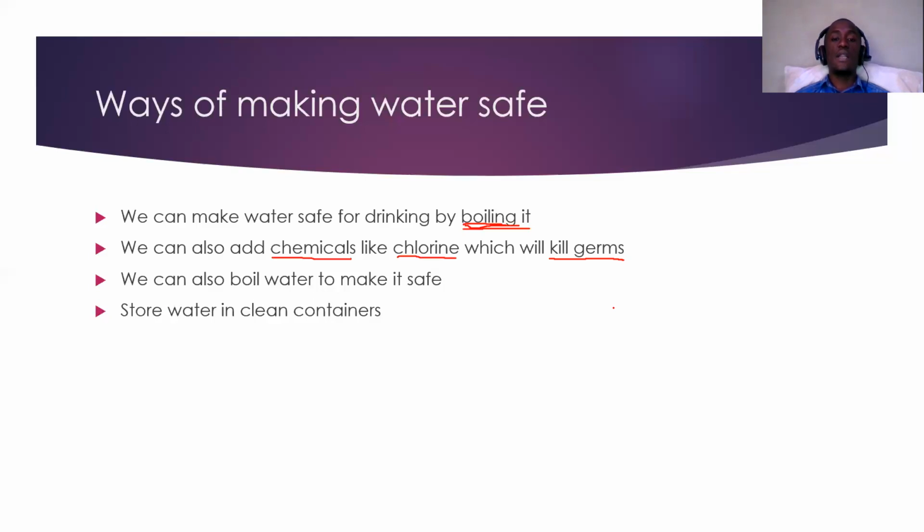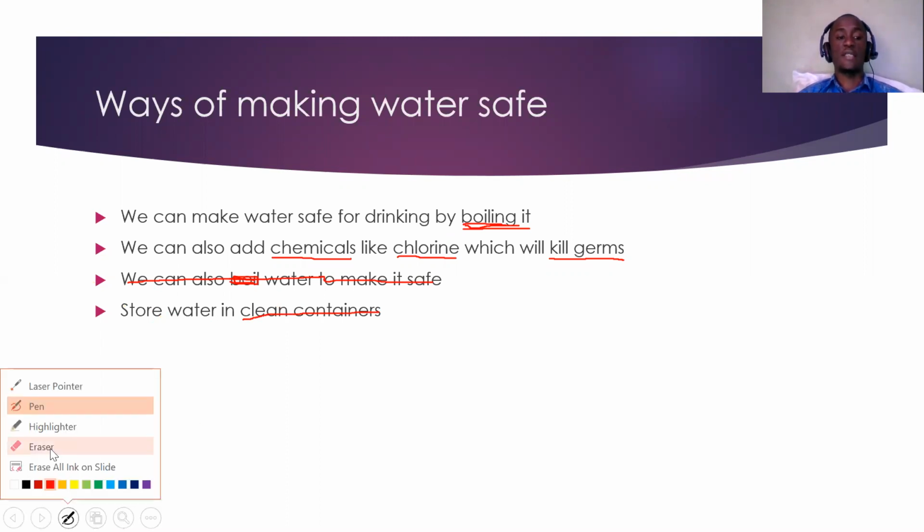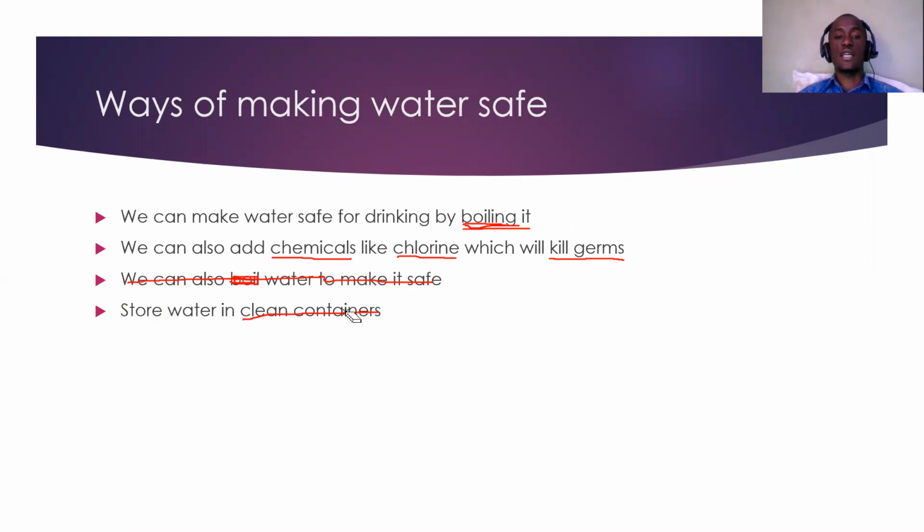Number three, another way in which you can make water safe for drinking is by, I think I just repeated this point, so let us just do away with it. That was the first point. So the last way in which you can make water safe for drinking is by storing water. So we should store water in clean containers. Storing water in clean containers is going to make water safe for drinking.